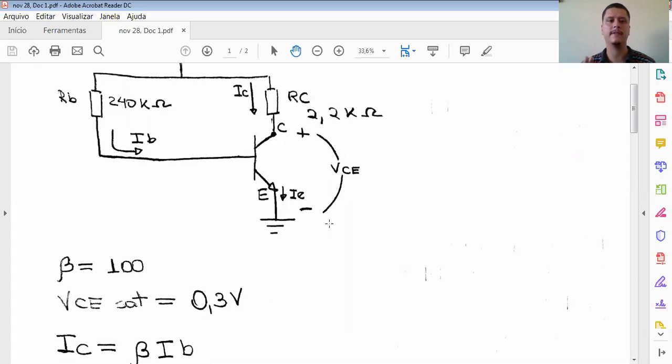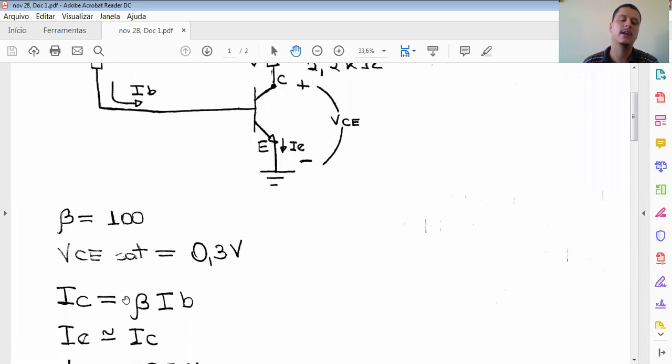First, one of the first equations that needs to come to your mind when you're dealing with transistors is IC equals beta times IB. IE is approximately IC, okay? They're not the exact same thing, but in 99% of the exercises that we're dealing with transistors, we can consider that the current in the emitter and the current in the collector are the same, okay? So that's why we're putting here an approximation sign instead of an equality sign.